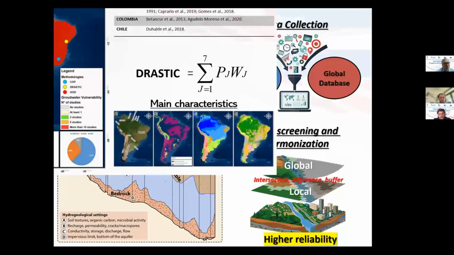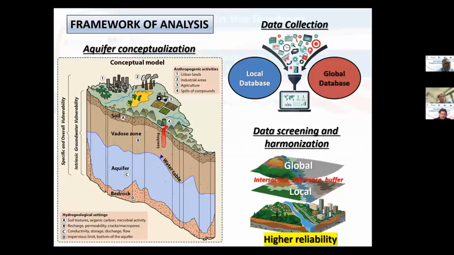To do this, we created a conceptual model of the whole continent, schematized here in the aquifer conceptualization, and we collected data from soil, geology, groundwater depth, morphology, and all the data necessary for DRASTIC elaboration from global databases, from freely available data. They come from shapefiles or just raster elaboration, or from groundwater modeling output.